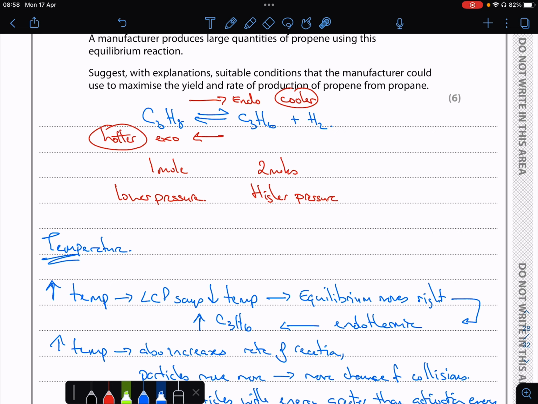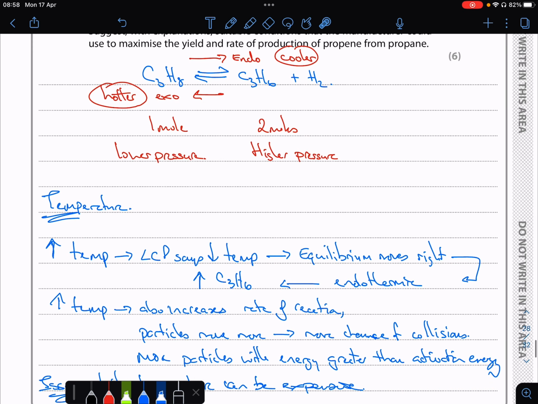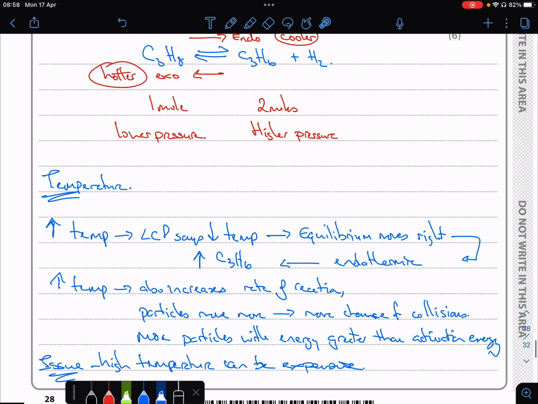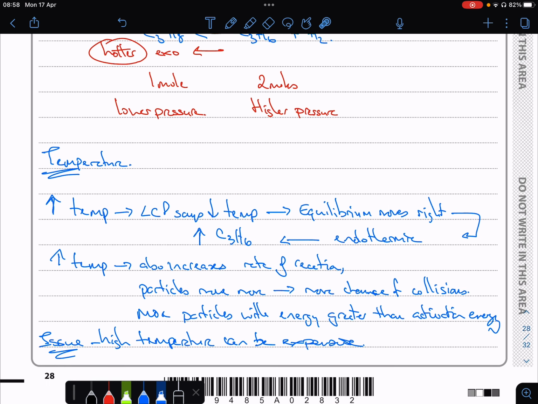If we look at temperature in terms of attainment, then increasing temperature is a good thing to do because it increases the rate of reaction, so the rate of attainment of the equilibrium, because the particles are going to be moving more, they've got more energy, therefore there's more chance of collisions, and also more particles will have energy greater than the activation energy, so therefore they are more likely to react. The issue with high temperature is it can lead to more expense because you need more energy to generate that temperature.